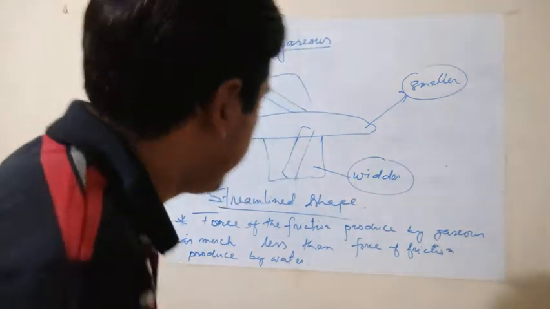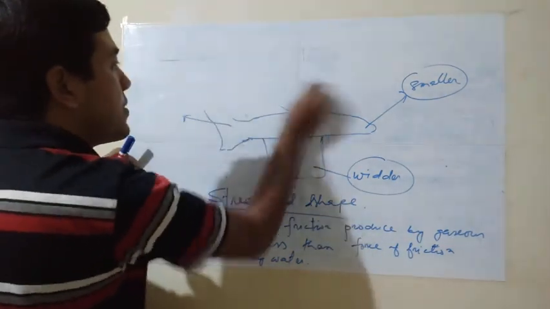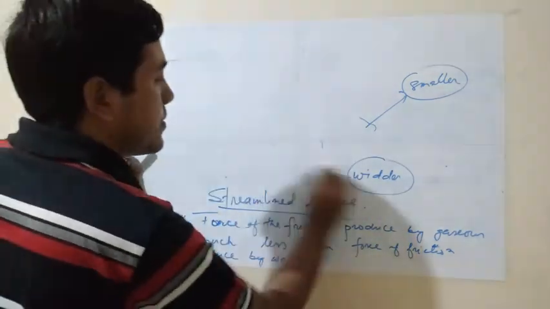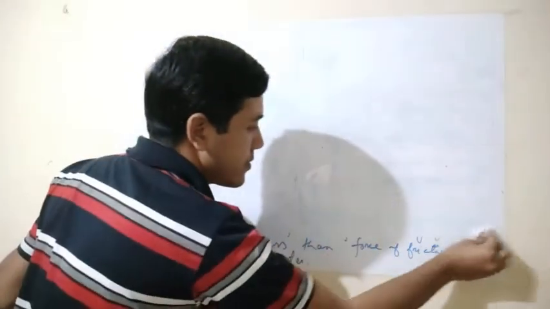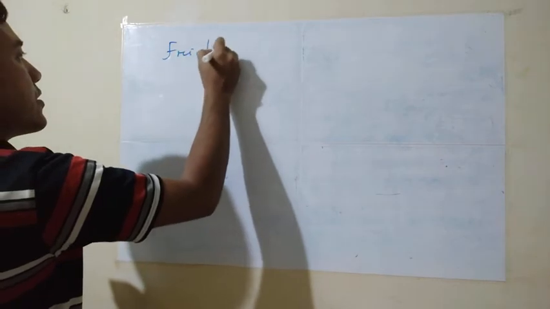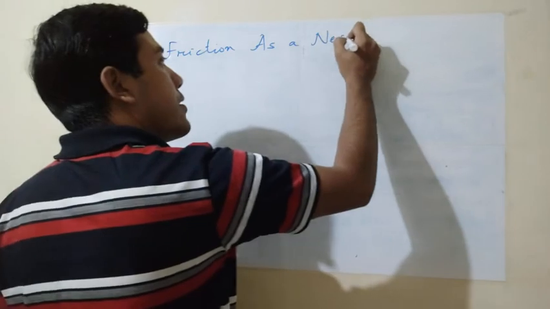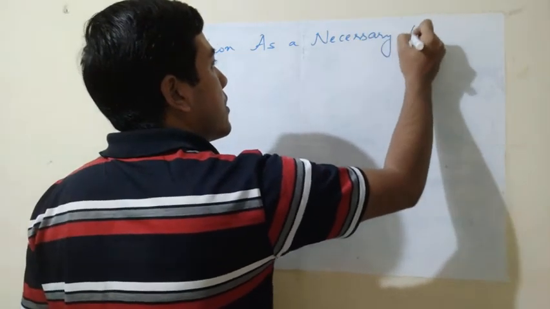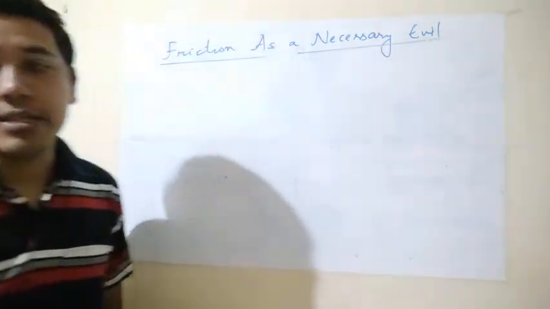Done. Okay. Next is friction as a necessary evil. This is the most important part. Friction as a necessary evil. Why is friction a necessary evil?